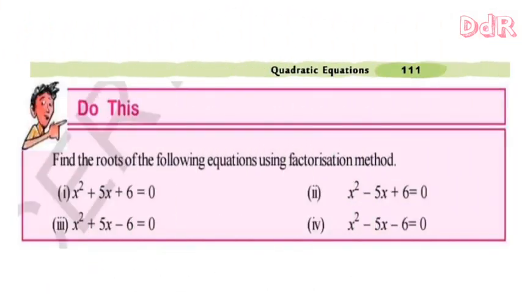Next, in the textbook page number 111, we have Exercise 4.2. In this we have a total of 4 questions. See here, what is the name of the exercise? Find the roots of the following equations using factorization method. Okay, so let us do the first problem, that is x square plus 5x plus 6 equals to 0.